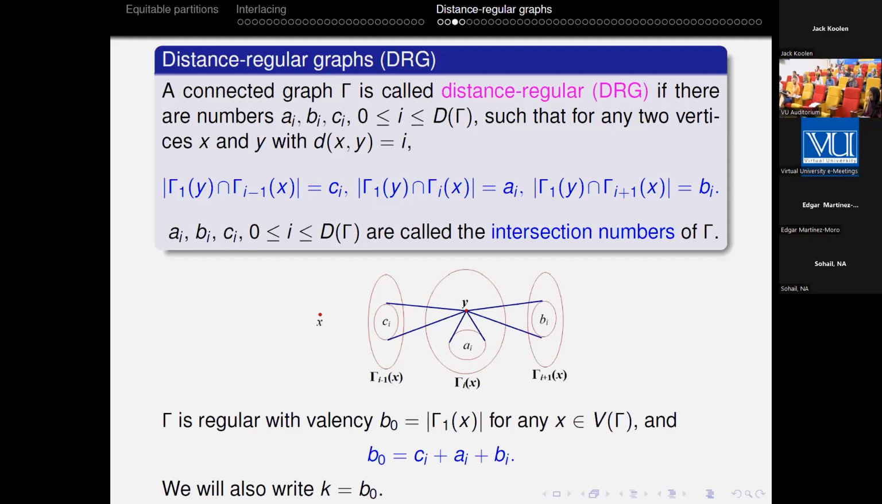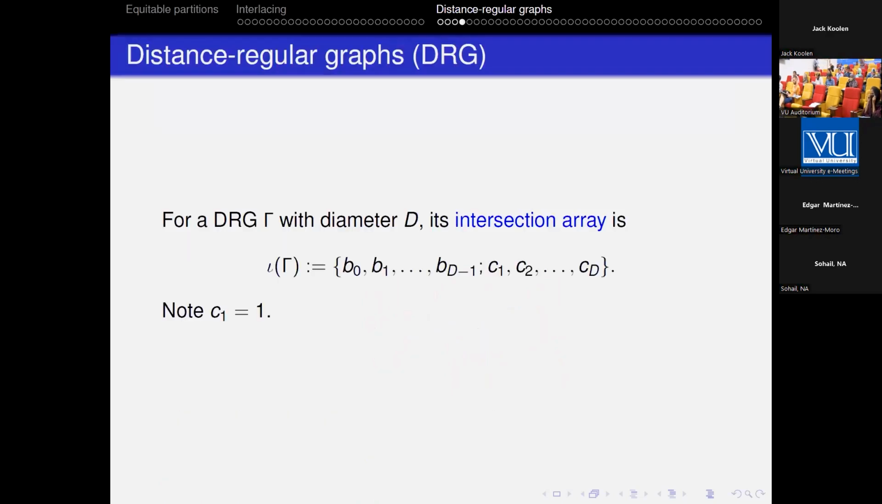So Γ is regular with valency b_0. We also write b_0 as k, and b_0 is always equal to c_i plus a_i plus b_i. So you only have to know the numbers b_i and c_i, then you can easily calculate the a_i. That is what we do now: we take the intersection numbers, the b's and the c's. Note that c_1 is always 1. What you can show is that the b's are decreasing and the c's are increasing, but they don't have to be strictly monotone.